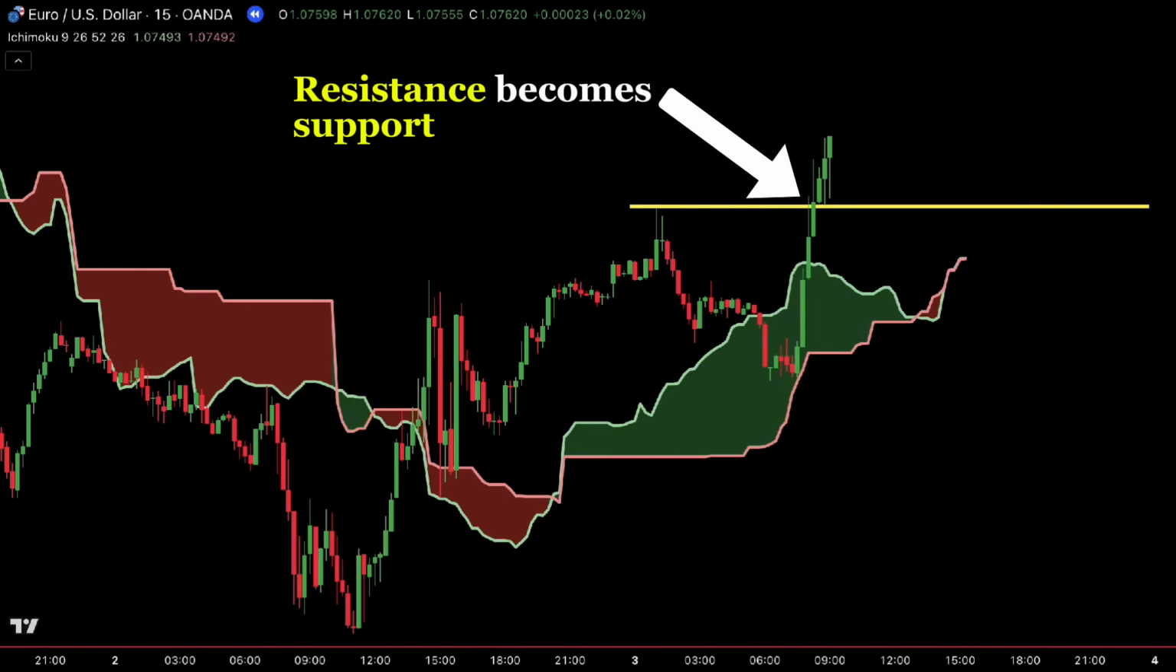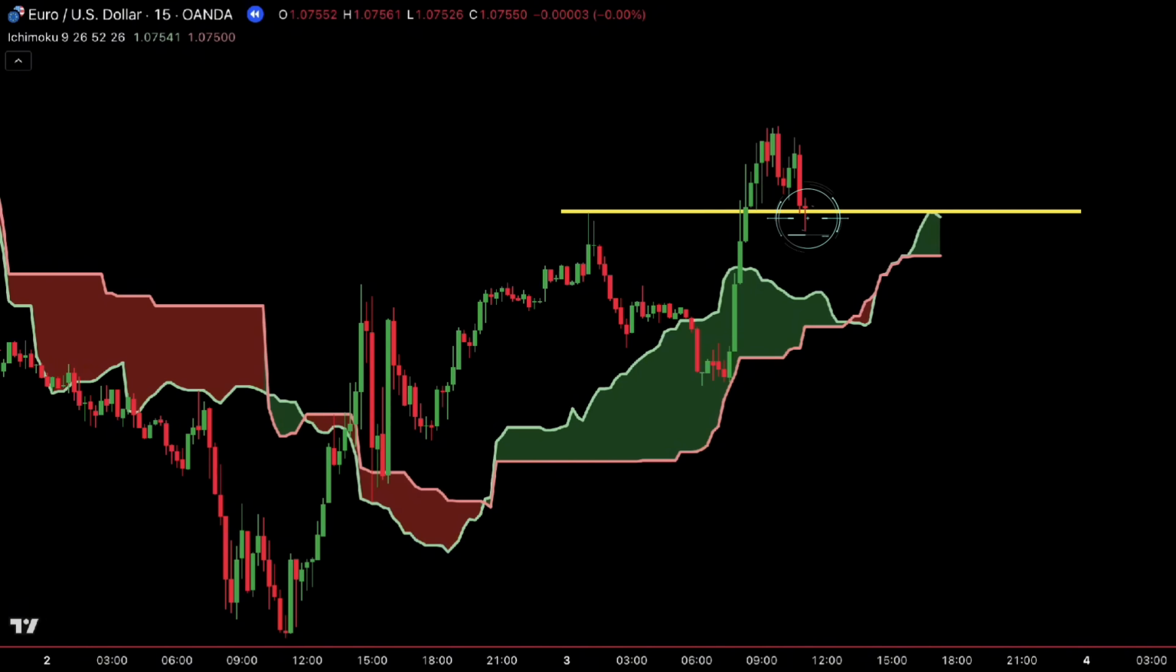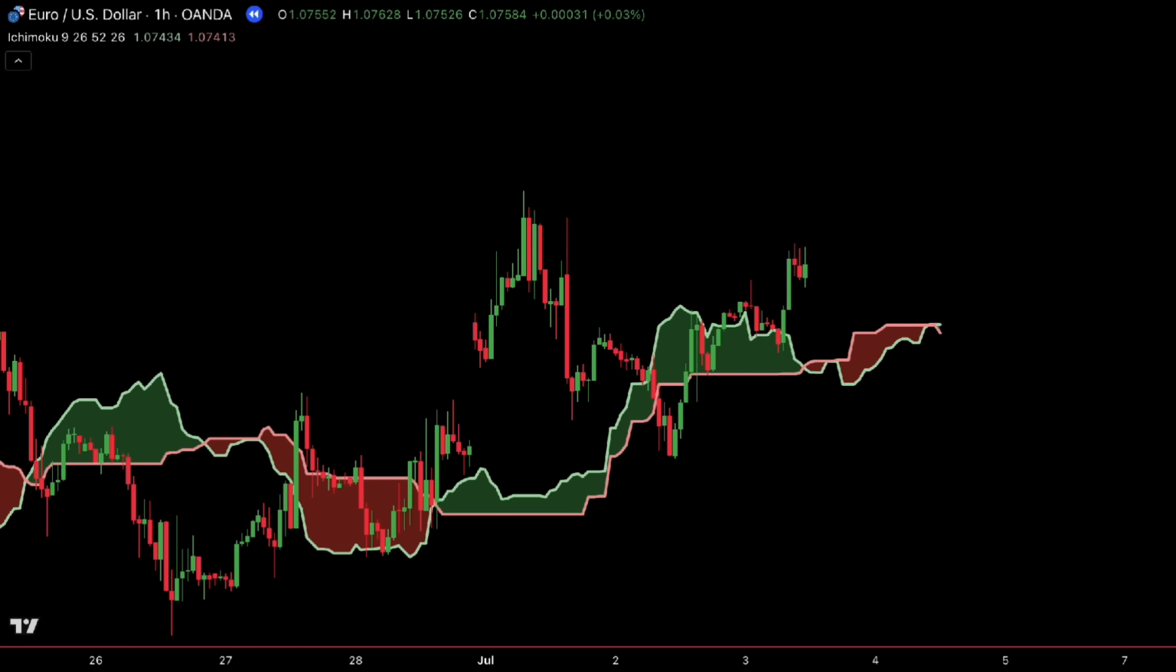Once price returns to the zone, we look for a bullish rejection, a long lower wick, a bullish engulfing candle, or any clear sign that buyers are stepping in. Now let's move up to the higher time frame, the 1-hour chart, and take a look at the market structure.